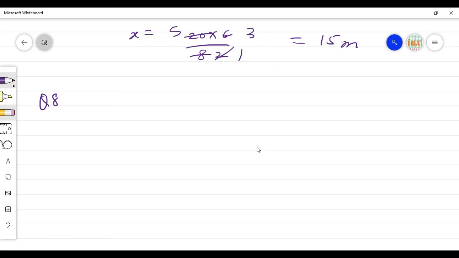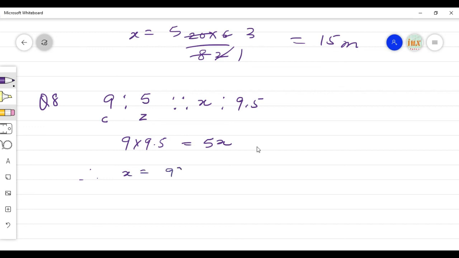The ratio of copper and zinc in an alloy is 9:5. So 9:5. This is copper and this is zinc. And if the weight of zinc in the alloy is 9.5 grams, what is the weight of the copper? So let the weight of the copper be X. So here remember that copper is coming first. So here the weight of copper will come first. Do not change, otherwise you will not get the right answer. 9.5. So we will get 9 into 9.5 is equal to 5x. So therefore x is equal to 9 into 9.5 upon 5.